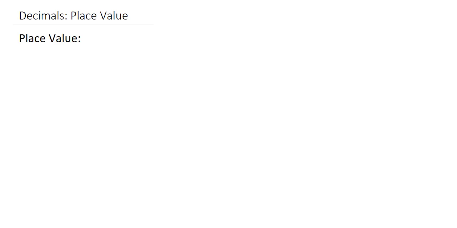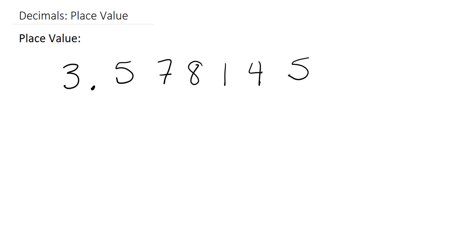Decimals, place value. So in order to go over place value, let's write down a number. We have 3.57814 and 5. So this will be our number, and we're going to go over each place value.